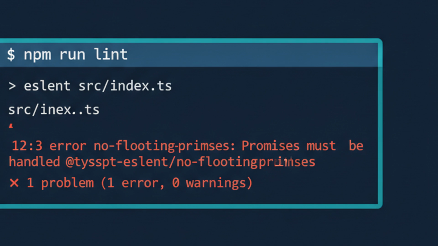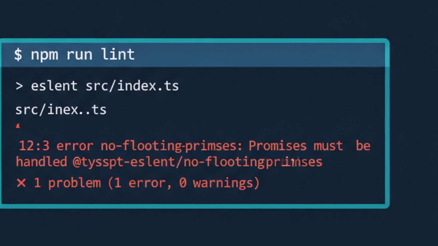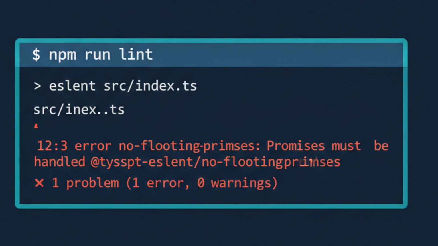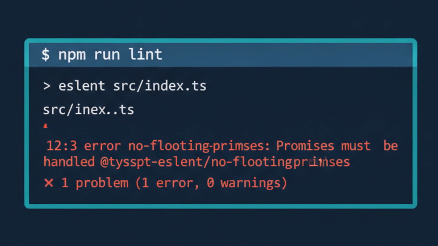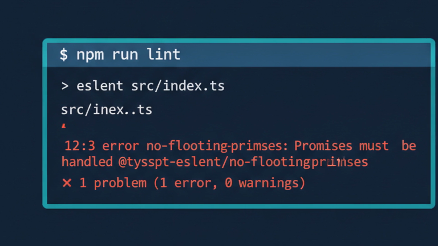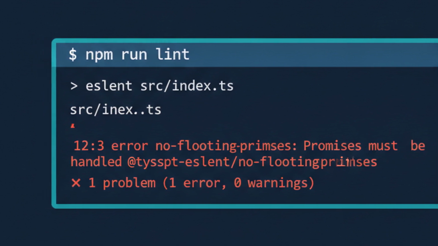Let's run ESLint and watch it work. We add a quick script and run it. Notice it caught a floating promise, a function that returns a promise we forgot to await. This is the kind of bug that silently swallows errors in production. The linter found it instantly, with line and column numbers pointing exactly where to look.